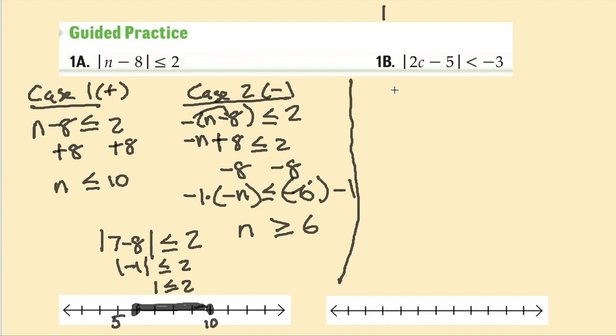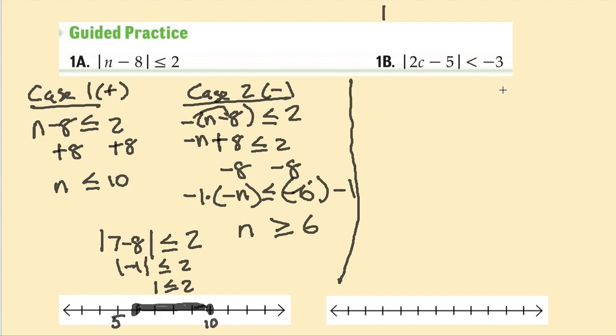Now, 1b is kind of an interesting example because it would be all too easy just to say, okay, I'm going to do case 1 here, do the positive case, and then keep going and find your negative case. The only problem is, and you have to be careful with these, look at the problem and think about it for a second. This problem is saying that if you take the absolute value of something, it's going to be less than or equal to negative 3.